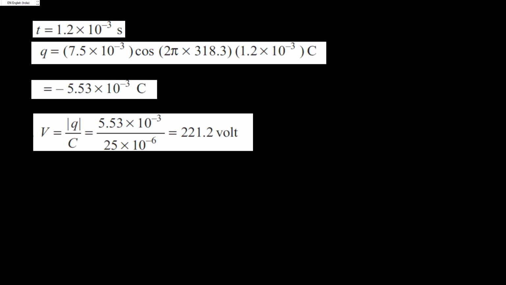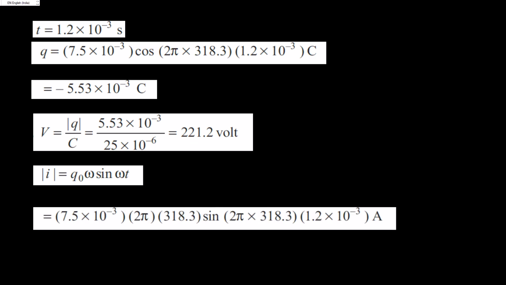Next, the potential drop across the capacitor is Q by C, and it is 221.2 volt. And the magnitude of the current is Q0 omega sin omega t. So we put in the value of Q0 that we previously got, 7.5 times 10 to the power minus 3 coulomb, and then the value of omega as 2 pi f and sin of 2 pi f t. This calculation leads to 10.13 ampere.